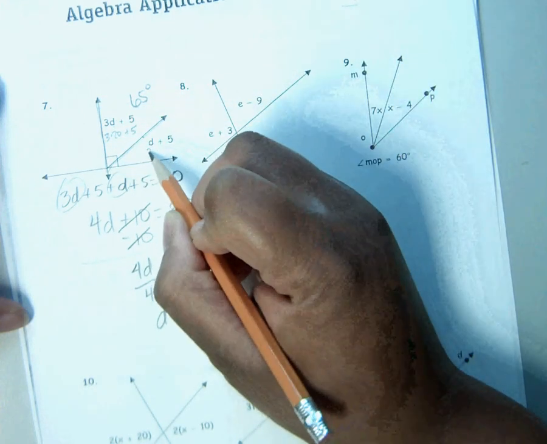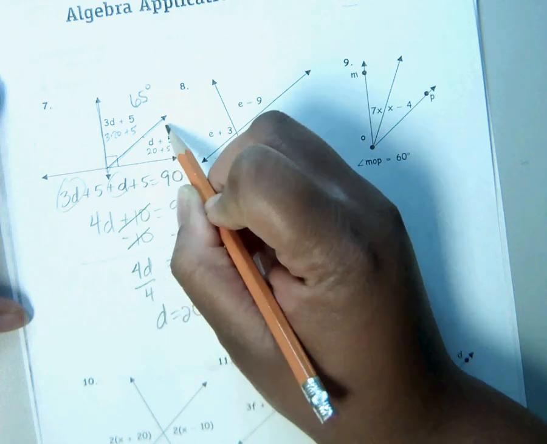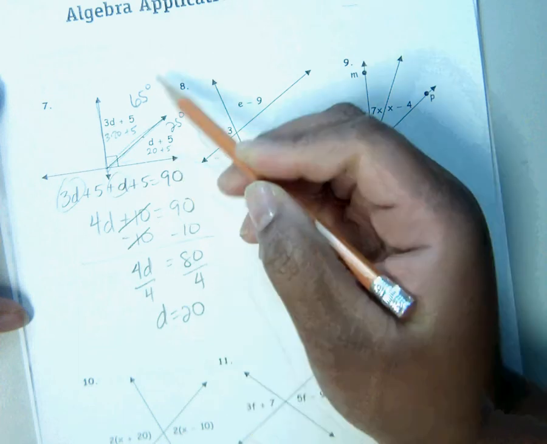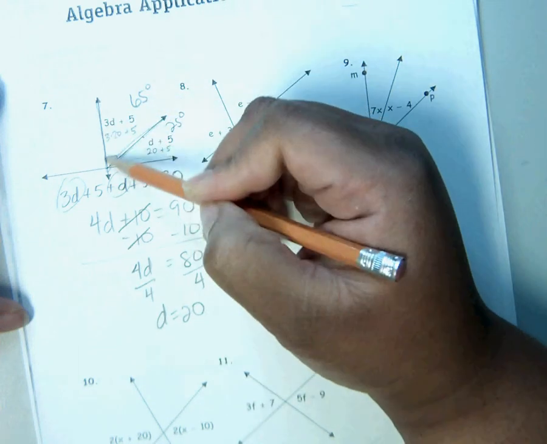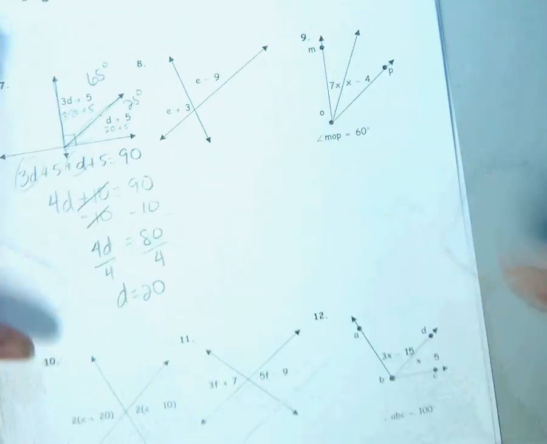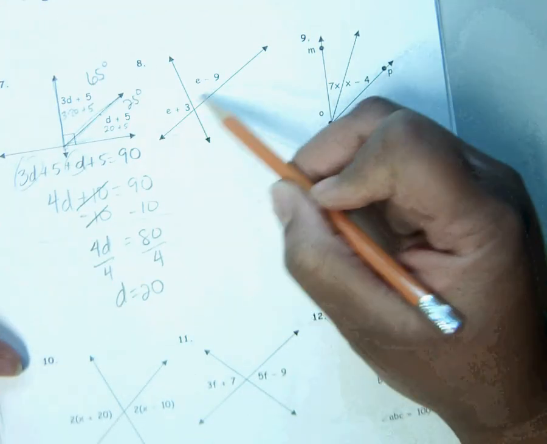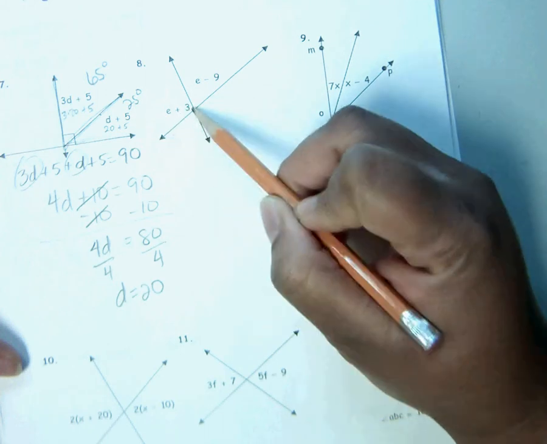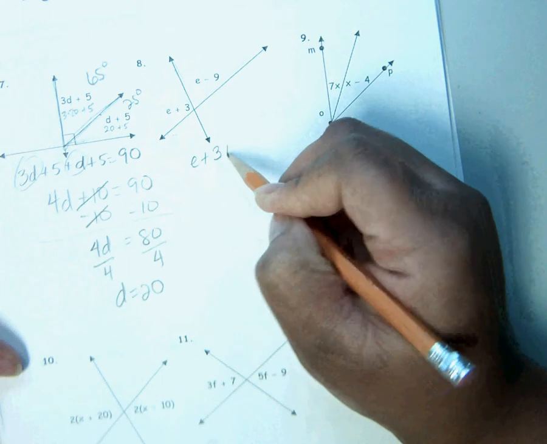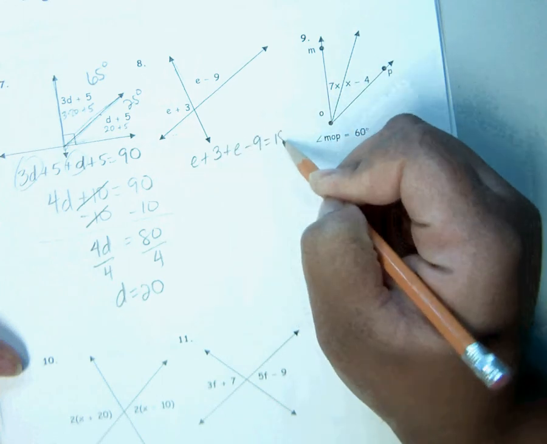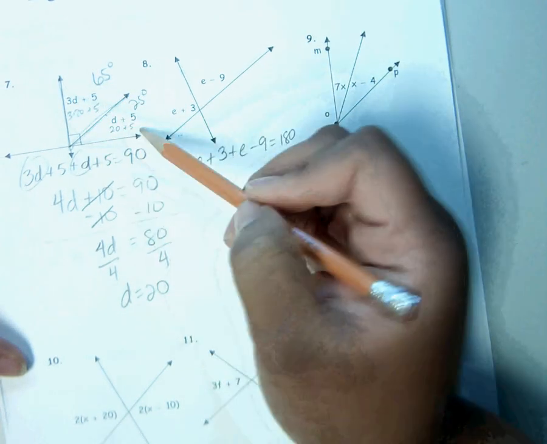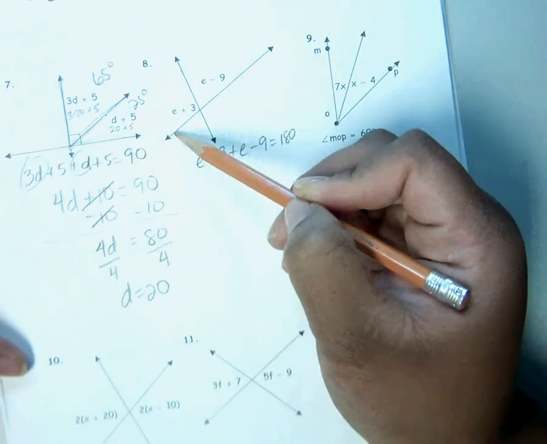Now take 20 and plug it in here. 20 plus 5 is 25. So the measure of this angle is 25. And 65 plus 25 gives me the entire angle, which is 90, because that box is there. So on number 8, it doesn't give me a box. It gives me this angle and this angle. So that's actually going to add up to 180. That's mainly all you need to know today for this part. 90 and then 180 for this line.